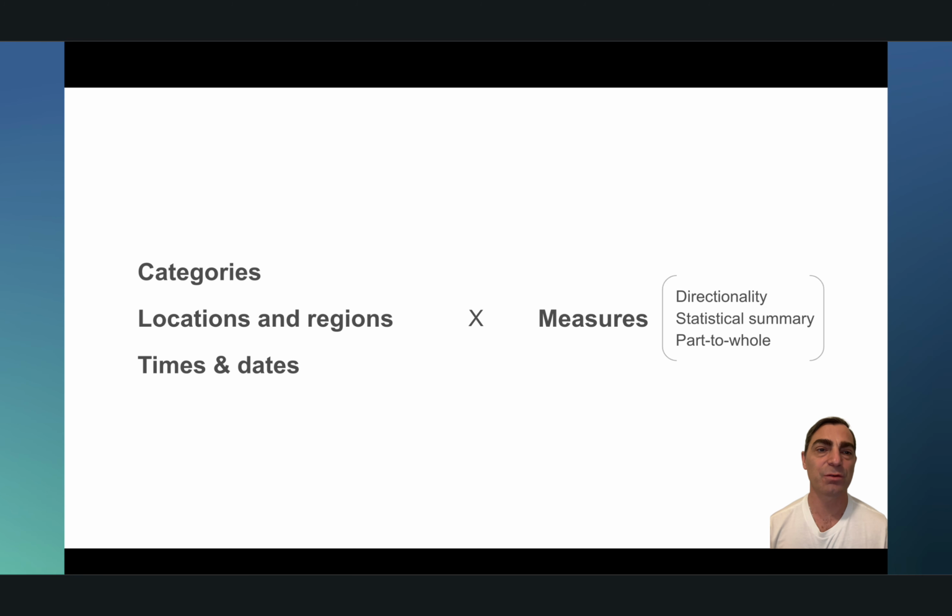So one way to look at this is that most questions that we have out there can be seen as combinations of categories and measures, locations or regions and measures, times and dates and measures, where these measures can be unidirectional or bidirectional. They can represent statistical summaries, sometimes with uncertainty around them, and they can sometimes represent part to a whole, typically when they represent percentages.